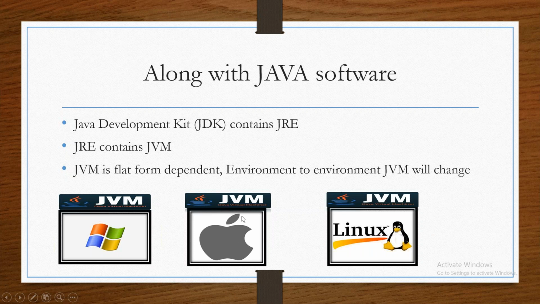Java software differs from platform to platform. But if you want to run the program in any environment, the .class file is not going to change. The .class file you can run on any environment because of JVM. Any confusion? No, right? See, Java software is different for each operating system. So Java is different for Windows, Java is different for Mac and for Linux.